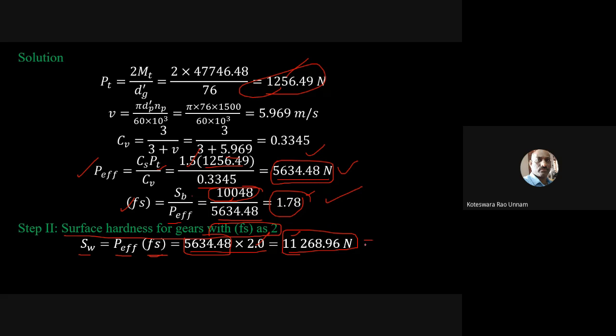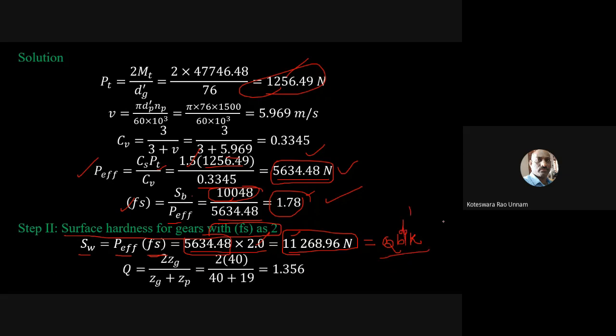And you have another formula for this SW. SW is nothing but Q into B into dP dash into K. So this is the formula for that.